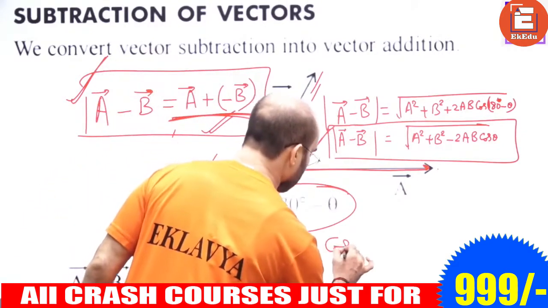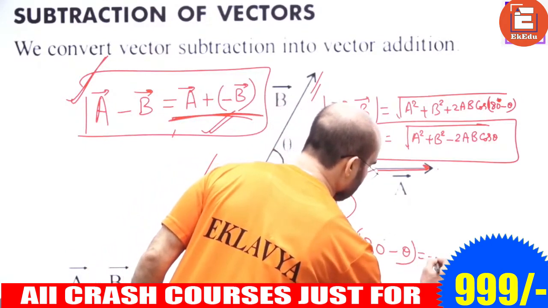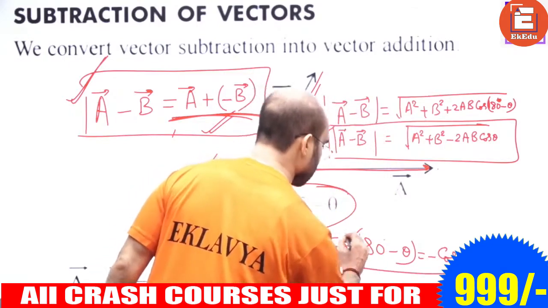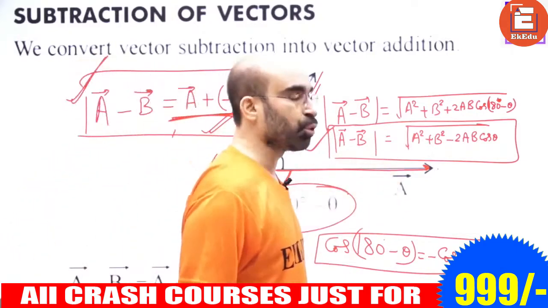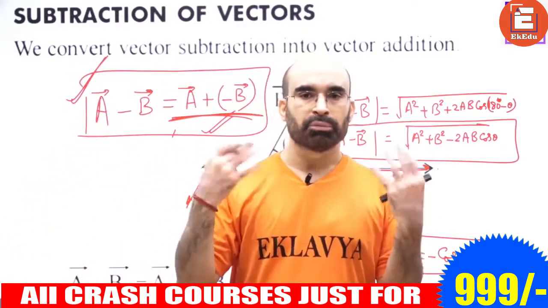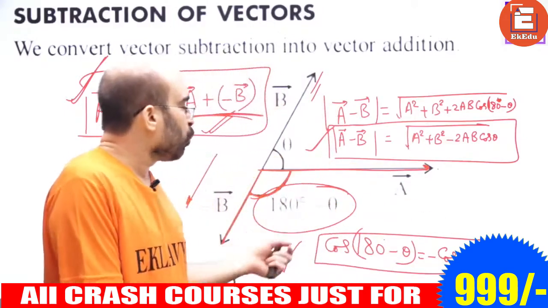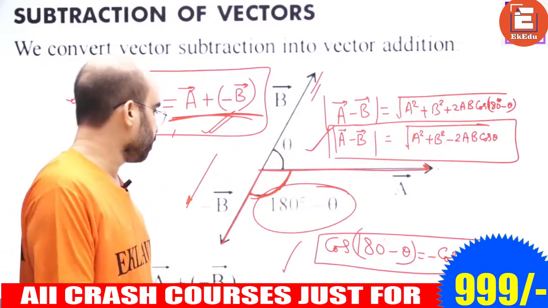Why so? Cos of 180 minus theta is minus cos theta. So this is applied here. Okay, so this was the basic thing. This is what you got, and we will do questions based on this. So now let us move on to the multiplication of vectors.